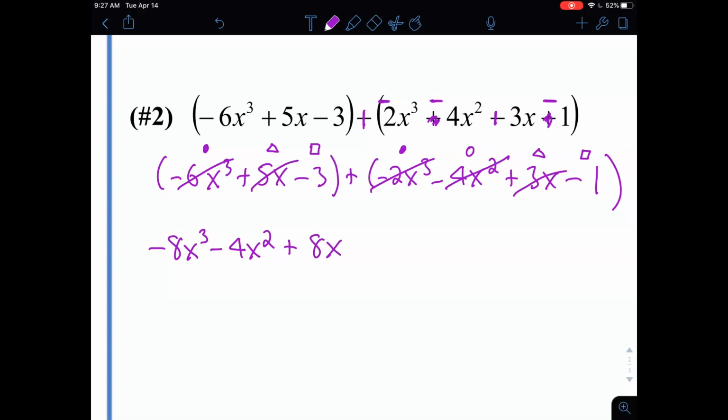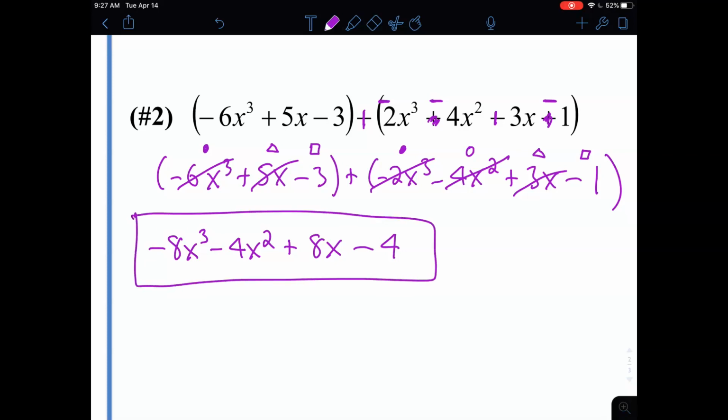These are gone. And then we have negative 3 minus 1. What's negative 3 minus 1 going to be? Or plus negative 1? It's negative 4. So we should have negative 8x to the third minus 4x squared plus 8x minus 4. Can we combine any like terms here? Any other like terms or no? Yeah, these are not like terms because they do not have any other exponents that are the same. So this is our final answer right here for this problem.